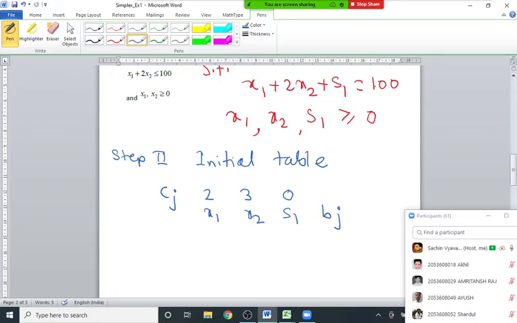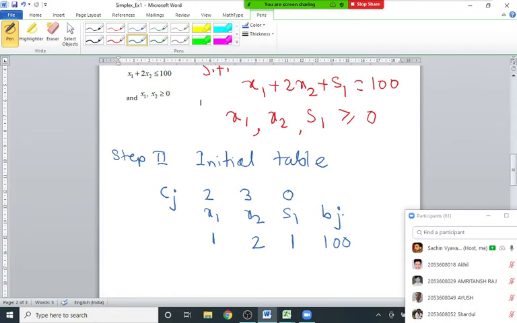Now write the coefficients of the constraint below it. What is there? 1x1, 2x2, 1s1, equal to 100. So whatever constraints you have, just write them below the variables. Right now only one constraint is there, so only one equation comes here: 1x1 plus 2x2 plus 1s1 equal to 100.